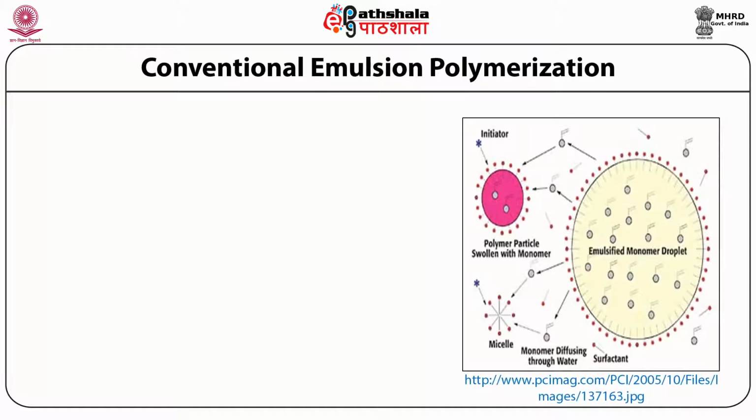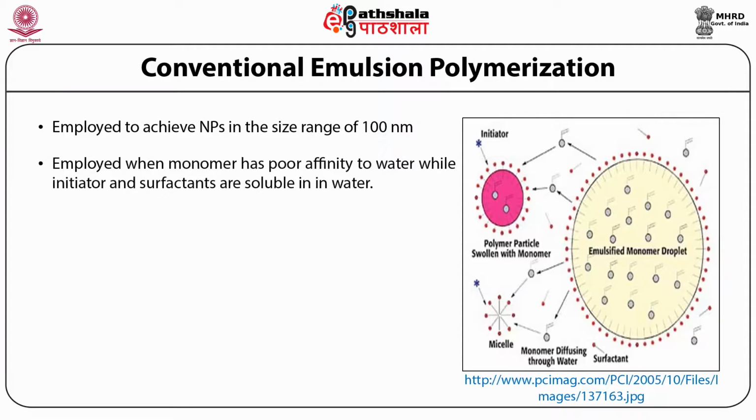First we are going to discuss emulsion polymerization. Under emulsion polymerization, the first type is conventional emulsion polymerization. This technique is the most commonly employed method for development of polymeric nanoparticles in the size range of 100 nanometers. This method is more appropriate when the monomer has poor water affinity while the initiator and surfactants have good aqueous solubility. Polymerization reaction takes place in the following steps.